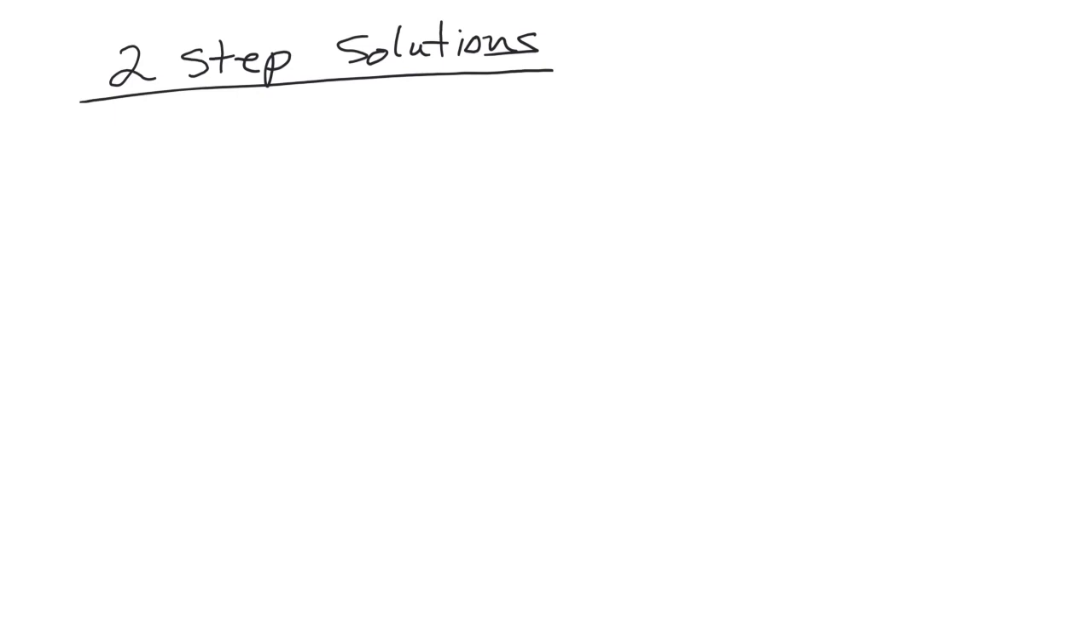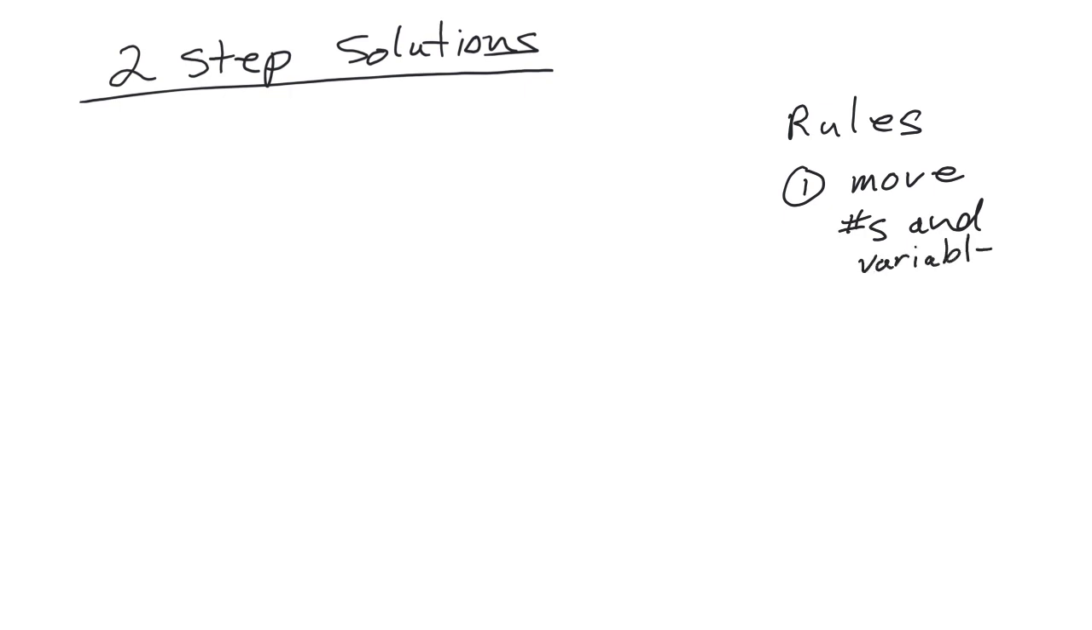So today, what we're going to do is talk about two-step solutions for multi-step equations. Now, here are the rules that we need to follow. One, you're going to move all your numbers to one side and your variables to one side. The configuration of this type of solution will always have the variables on the left side and the numbers of your equations on the right side.